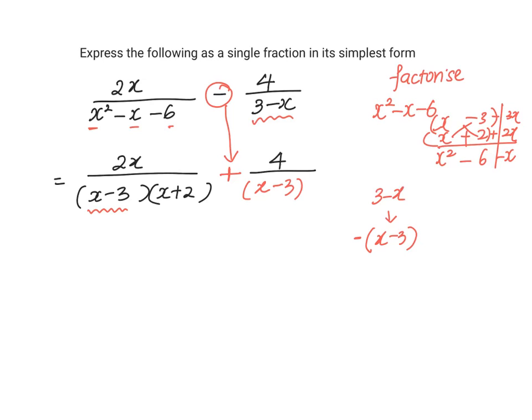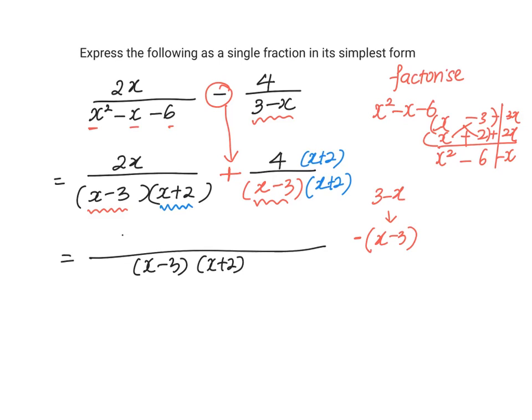Okay, let's take a look at our denominators. I have x minus 3 and an x plus 2. There's x minus 3 here, so x plus 2 is missing. So I add on an x plus 2 over here, x plus 2 over here. And then I combine everything as one single fraction.